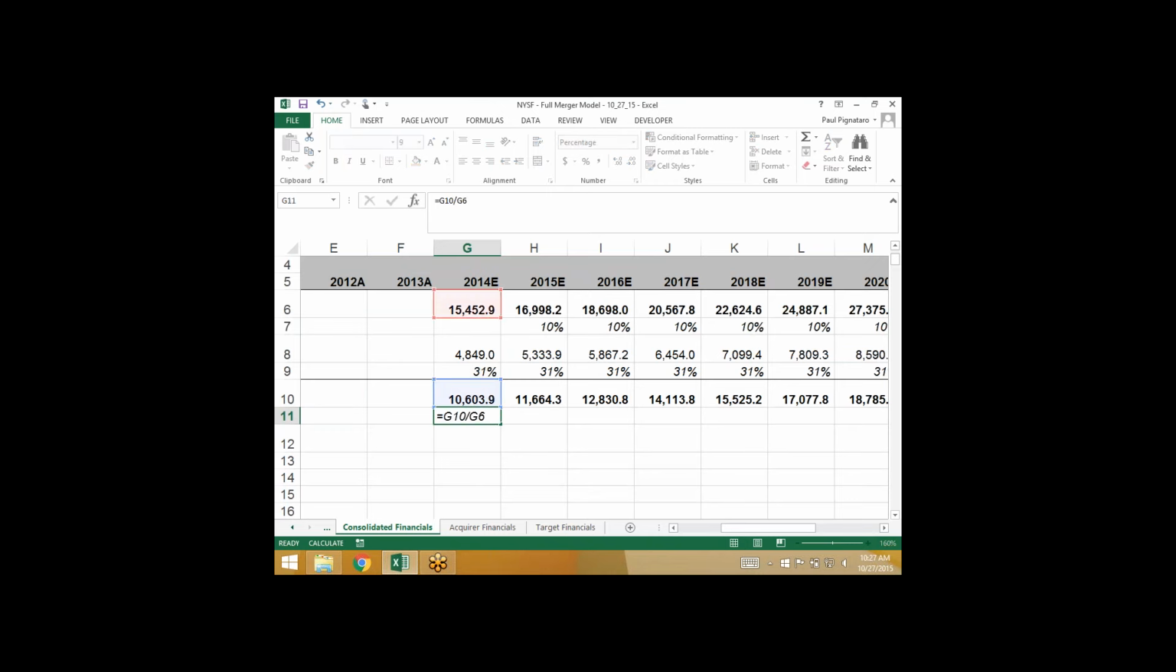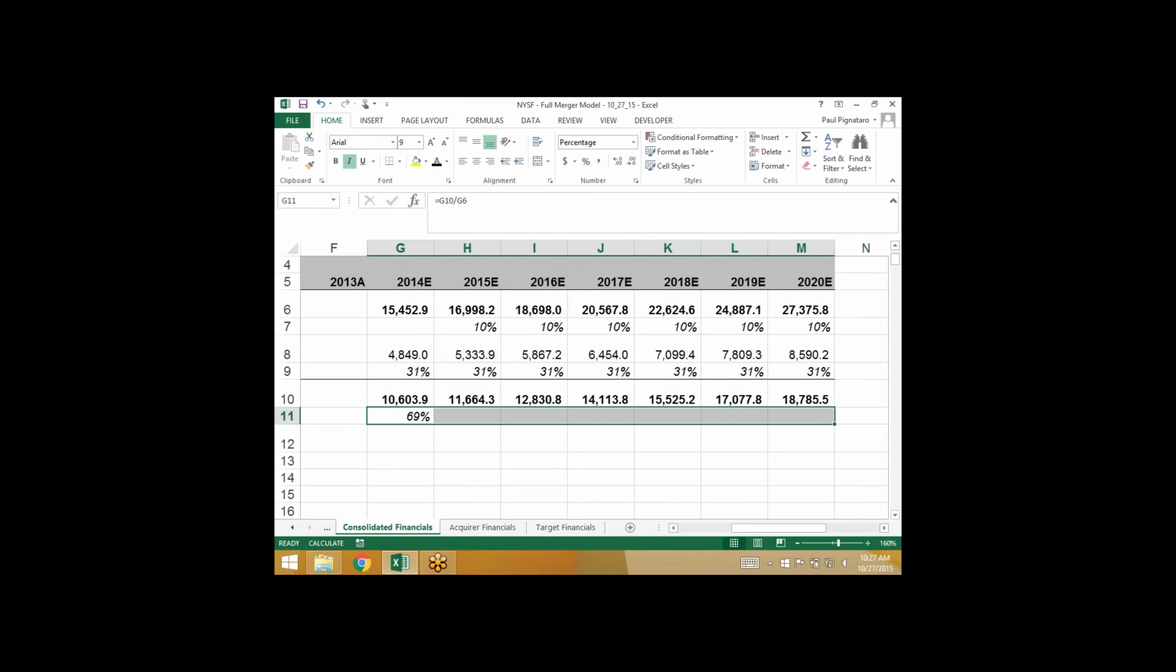And we can calculate the margins. Again, don't worry about it if you don't have the margins in there. You can do that at home. Any questions so far?